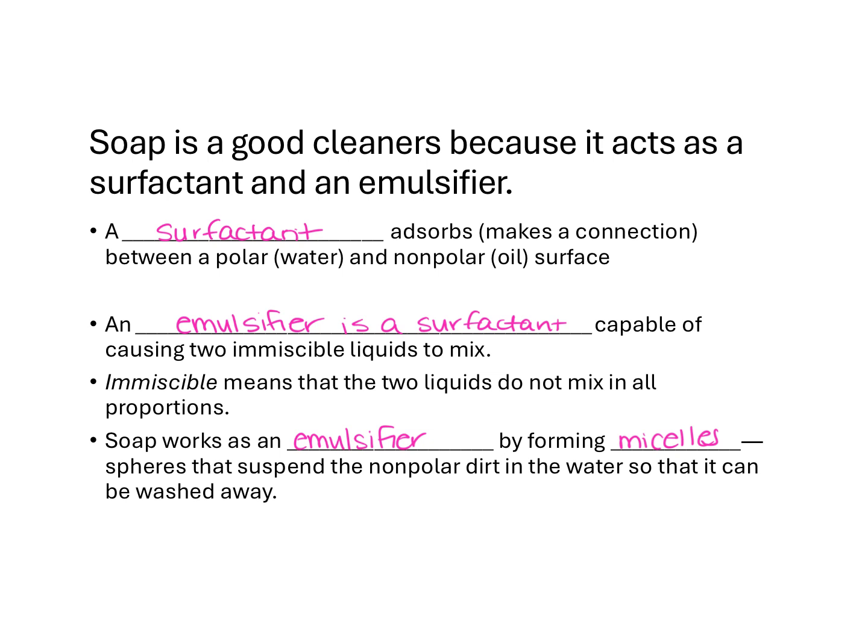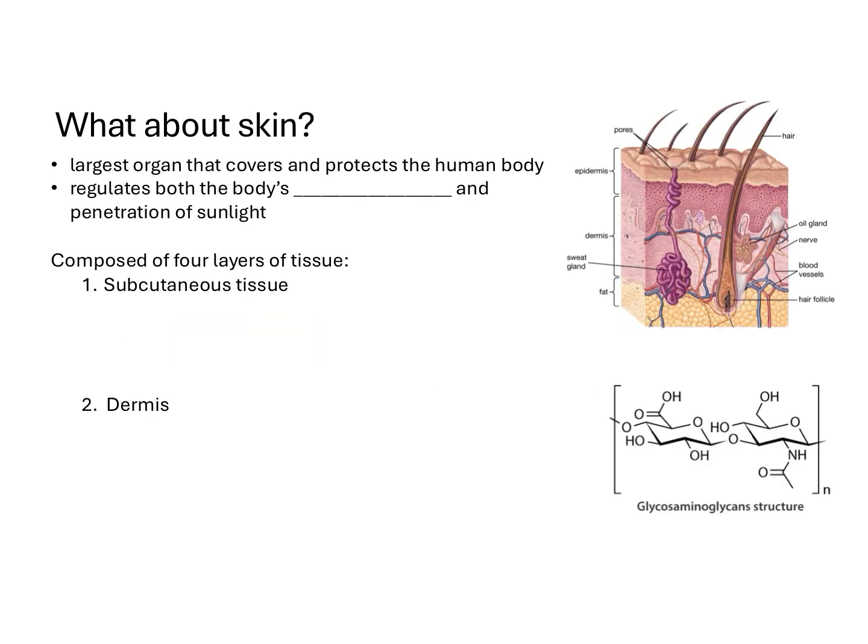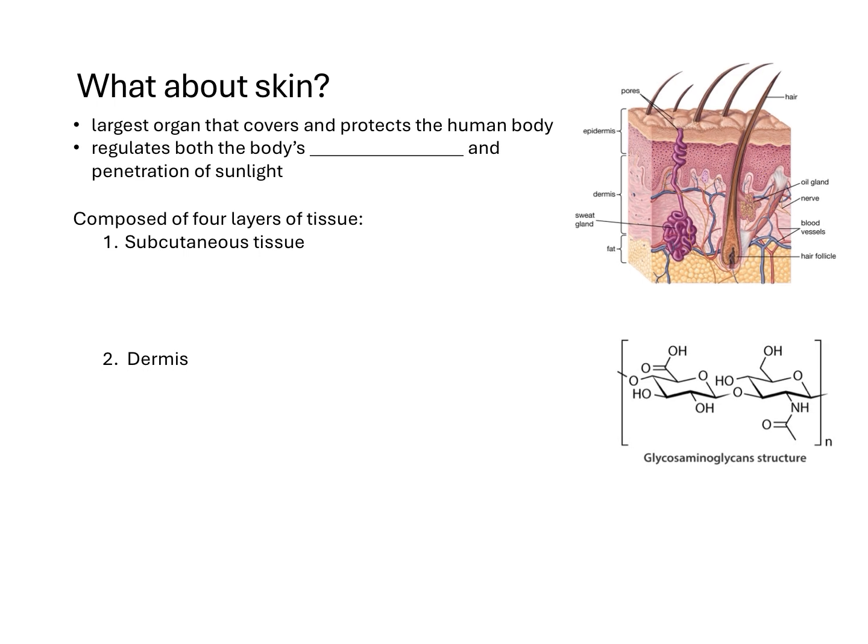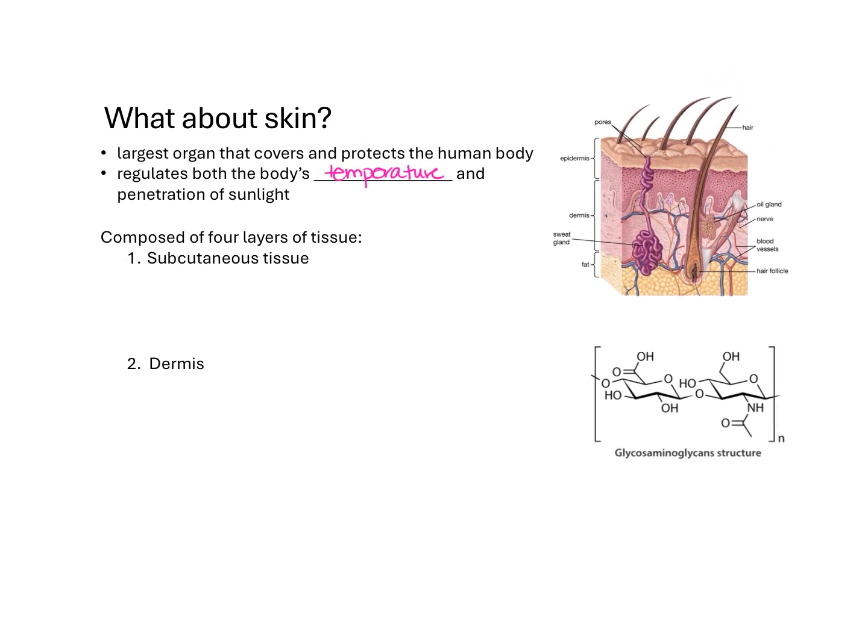Now, to set this up, we really need to talk about skin a little bit, okay? Skin is our largest organ. It covers and protects the human body. It regulates both the body's temperature and the penetration of sunlight, okay? Now, there are 4 layers of tissue that we are going to talk about, and we're going to start kind of at the bottom here.